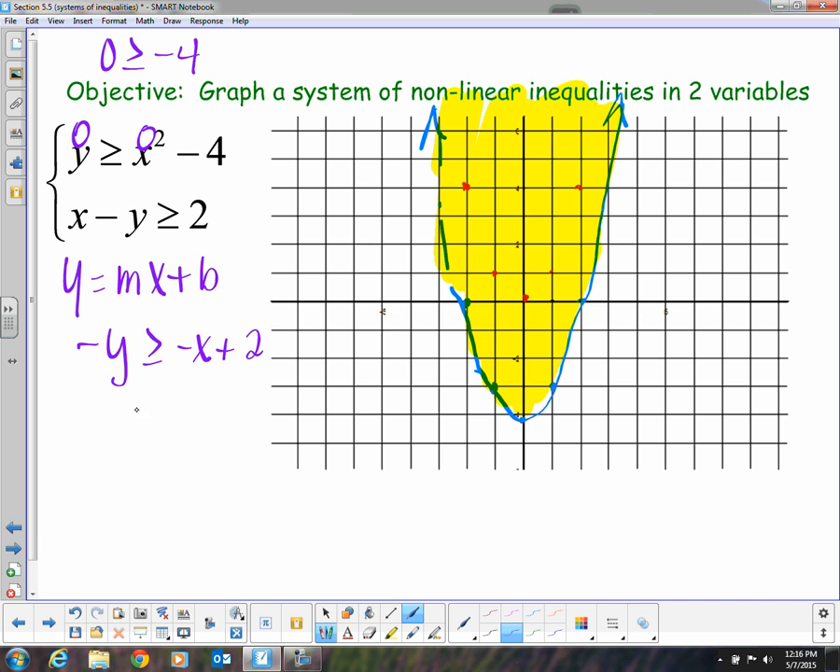Now what? Okay, we're going to divide by negative, and that sign gets flipped. So now we're going to go to -2, and what are we going to do? Rise over run. Solid or dotted?